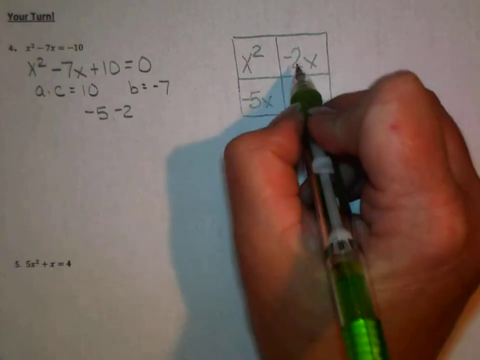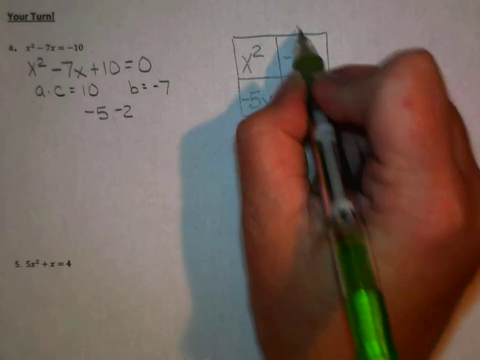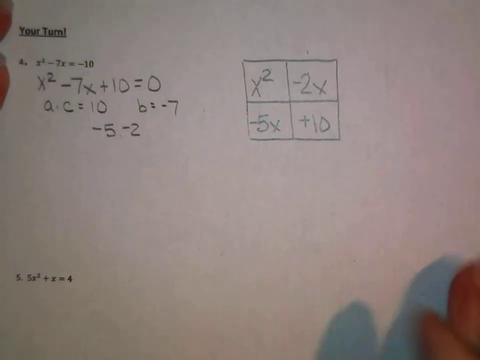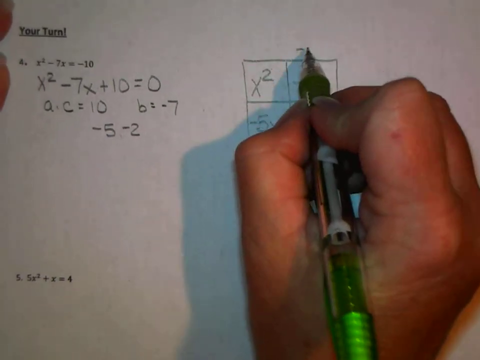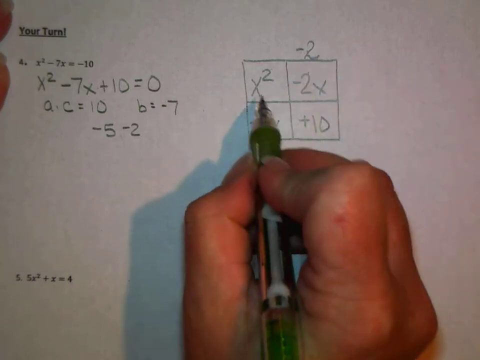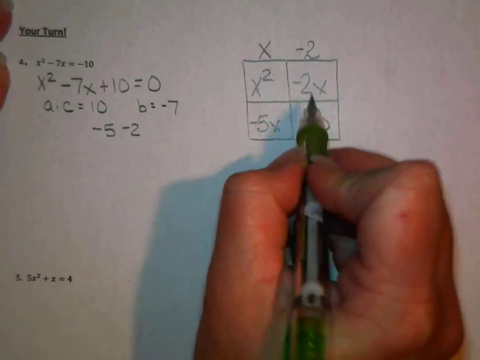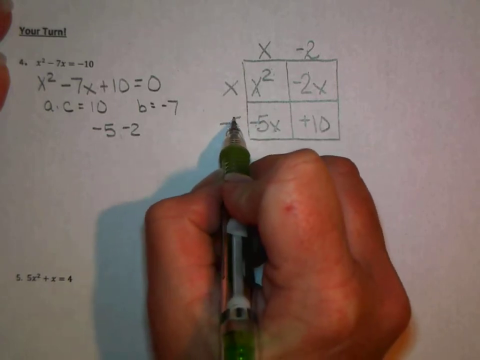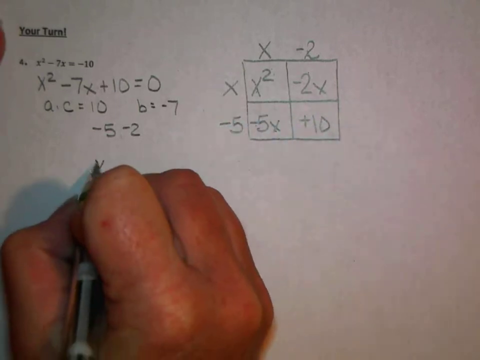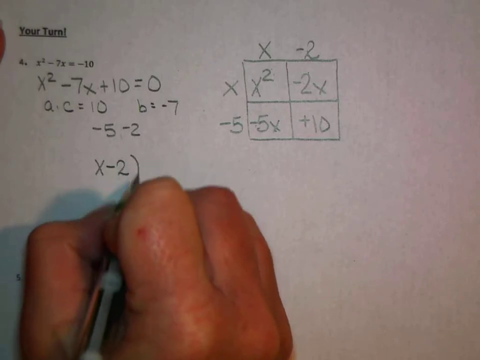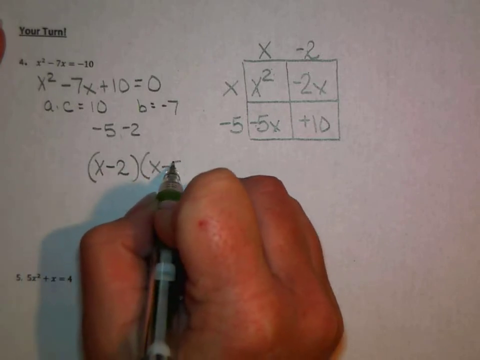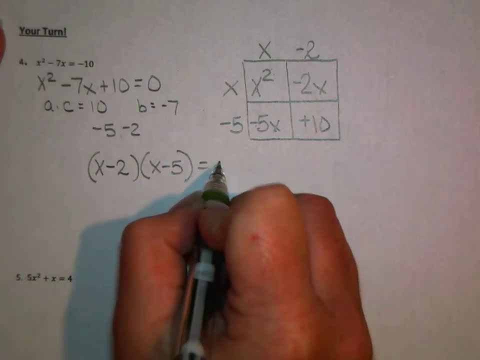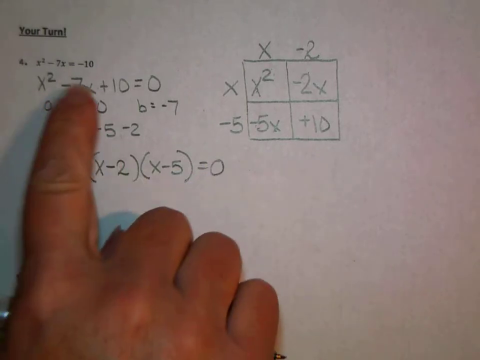Pull your GCF out. Remember, the sign that's closest to where you're going to write your answer is the sign that you take with it. So negative 2 is your GCF here. X squared and negative 5x is just x. Take something out this direction, that's just x, and something out that direction is negative 5. So x minus 2 times x minus 5 equals 0. This is the factored form of this quadratic.